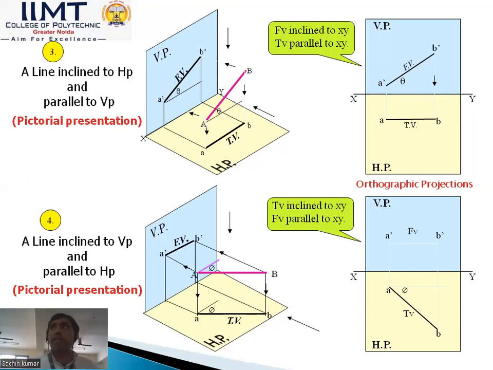In these cases, either the front view or the top view gives the true shape. If a line is parallel to both the planes, then the front view and the top view also give the true shape.